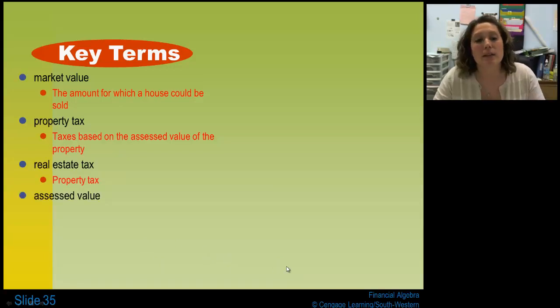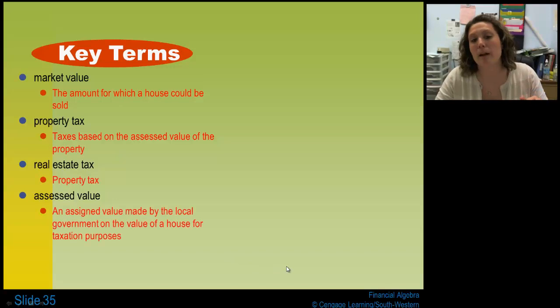The assessed value. This is an assigned value made by a local government on the value of a house for taxation purposes. So the assessed value is not necessarily the market value. Sometimes it's usually lower. The market value is what it can be sold for. The assessed value is what the government thinks that it is worth based on what it has in it.